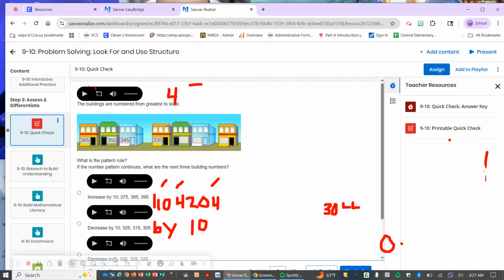All right, and finally, number 5. The buildings are numbered from greatest to least. What is the pattern rule and what will the next 3 numbers be? So let's look at the numbers on our buildings. I see 365, 355, 345, 335. Find the next three numbers in this pattern. And that will help you tell what the pattern is, okay?